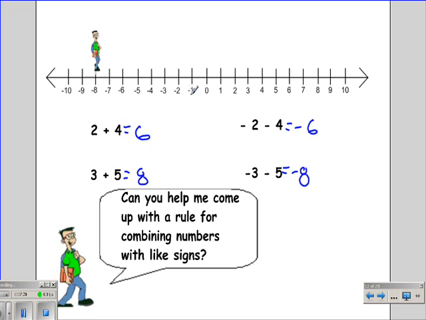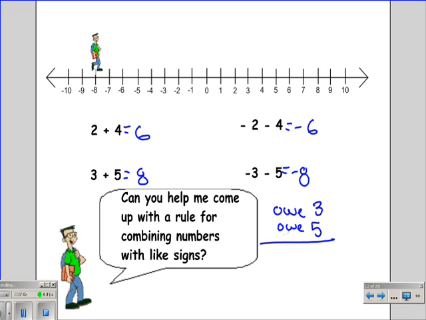Now, this is just one way to think about this. You could also think about this as a contextual type problem. Anytime I have a negative, I think about it as owing. I owe someone $3, and now I have to take away $5 more. I'm going to owe them $5 more. So what do I owe altogether? Well, I owe 3 and 5 makes 8. So I owe someone $8, or I have a negative 8 there.